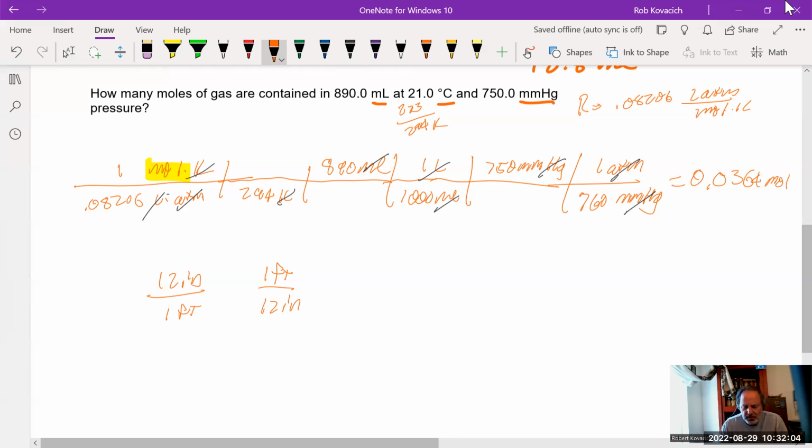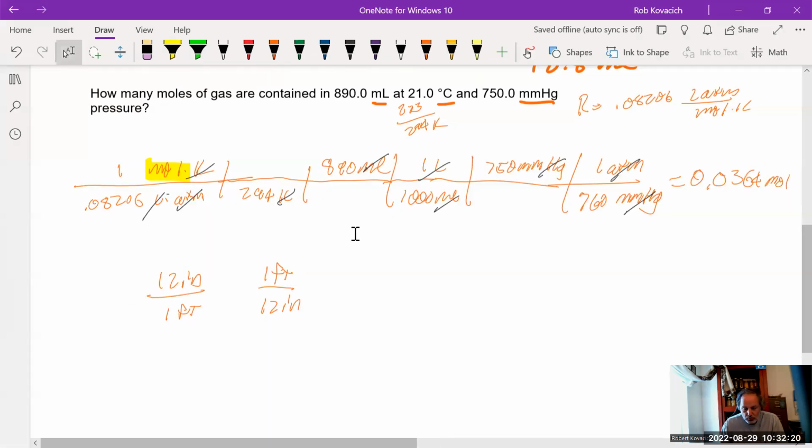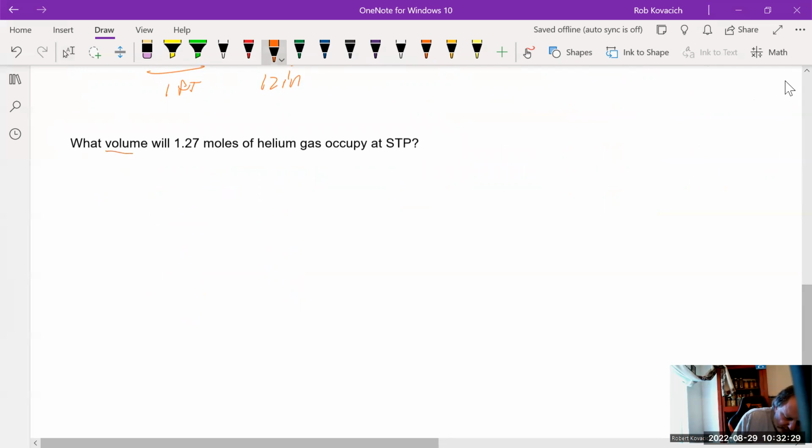The only way these things can be a little bit different, we'll do one more. All right, this is a good one. Okay, so I am looking for a volume, and I have standard temperature and pressure, so that's 273 K, which is 0 Celsius, and 1 ATM. How am I going to get volume? Well, I've got moles, K, and ATM, so this is an ideal gas law problem.